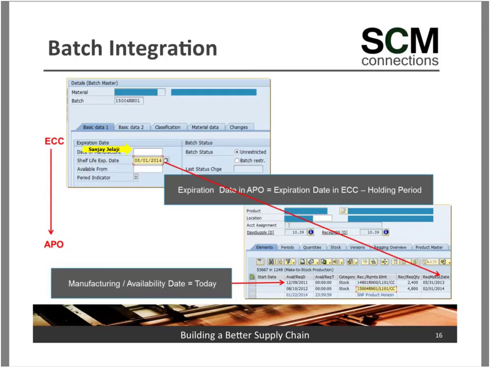So one of the things, like we were saying, when we brought the batch over into APO, what we were doing is we were subtracting what we were calling this holding period, and then offsetting and making the expiration date a few months before it actually expired, so that was actually the true expiration date.